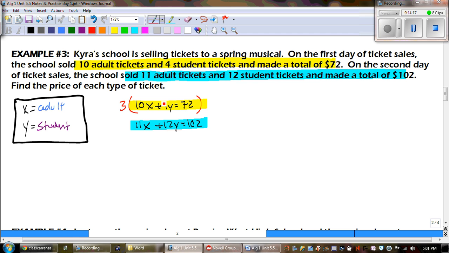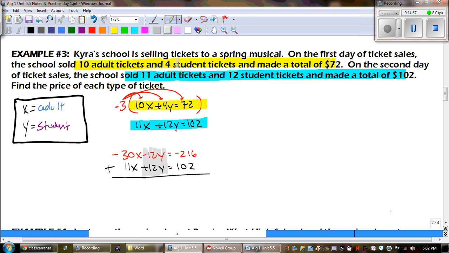Now, I want them to be opposites. Right now it's positive, so turn it to a negative. I need to, that's right, multiply by negative 3. Okay, so we get negative 30x minus 12y. 72 times negative 3 gives us negative 216. Okay, and my blue equation stays the same. 11x plus 12y equals 102. Okay, now just like we wanted to, those cancel out.